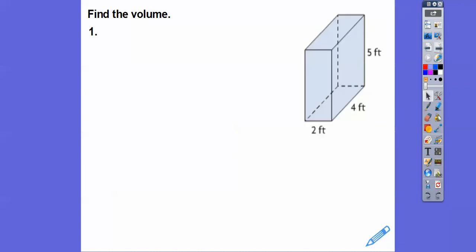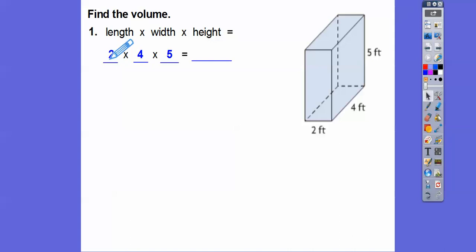All right, so find the volume. Length times width times height, so 2 times 4 times 5. Since I see a 10 right here, 2 times 5 is 10, so 10 times 4 is 40. The volume is going to be 40 feet cubed, so don't forget the cubic units: 40 feet cubed.